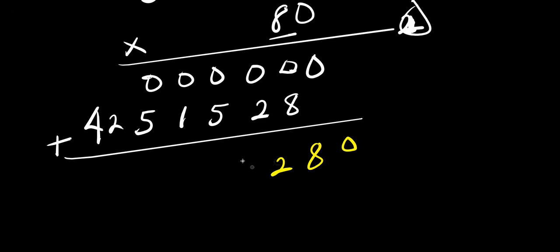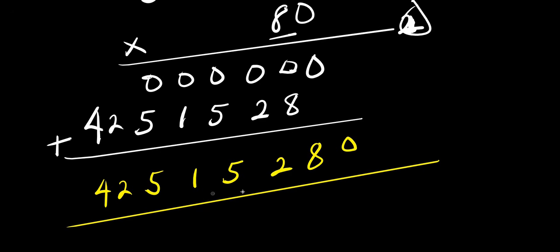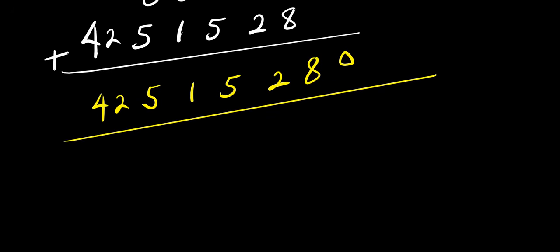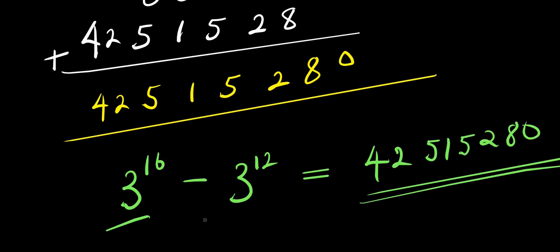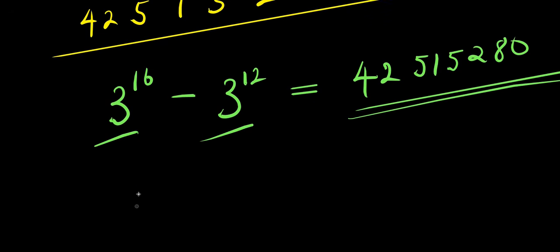0, 8, 2, 5, 1, 5, 4, 2. 4, 2, 5, 1, 5, 2, 80. Now that we have gotten this, next step is to let's check, a quick recap. I think that's our final answer for this: 3 power 16 minus 3 power 12 equals 42,515,280. This is also the same value if you have 9 power 8 minus 9 power 6.